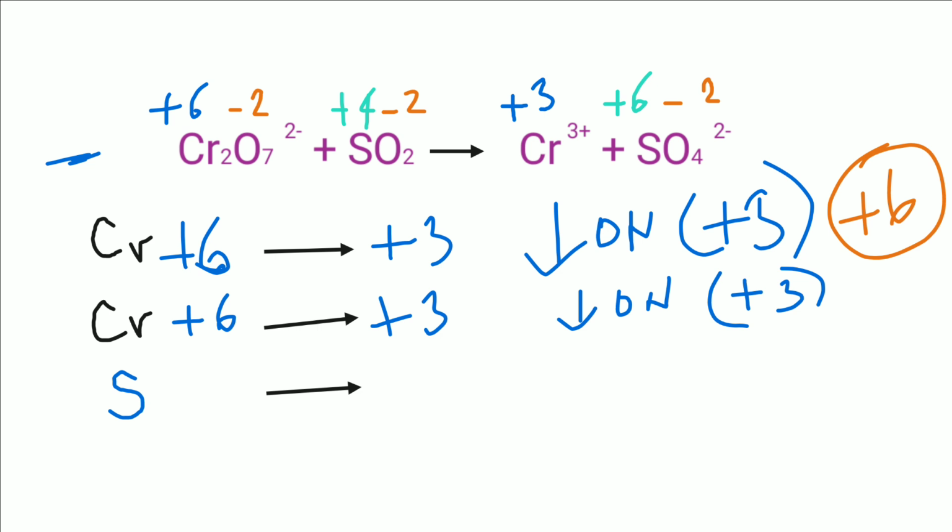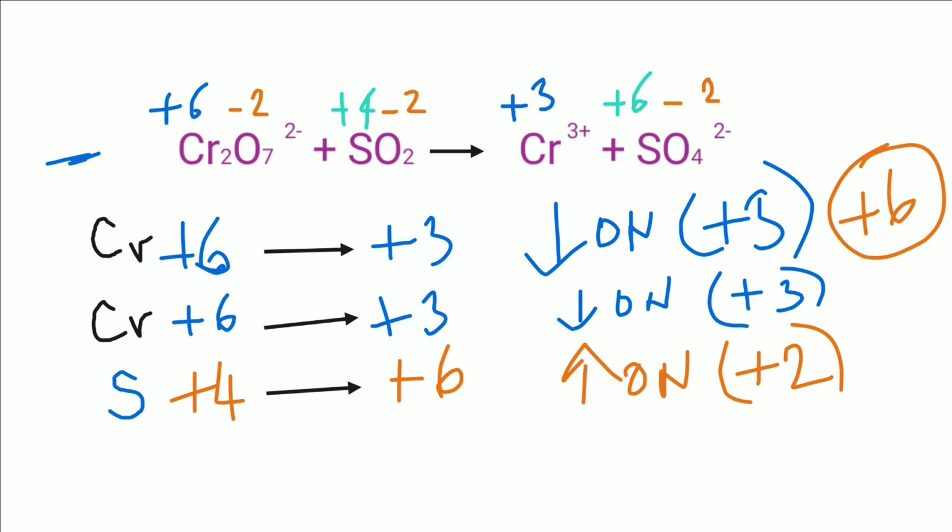In the case of sulfur, the oxidation number changes from plus 4 to plus 6. So here, an increase in oxidation number takes place. How many times does it increase? Plus 2 times.